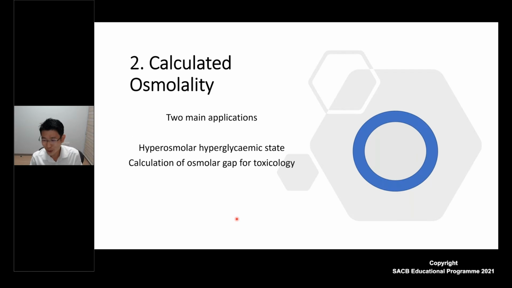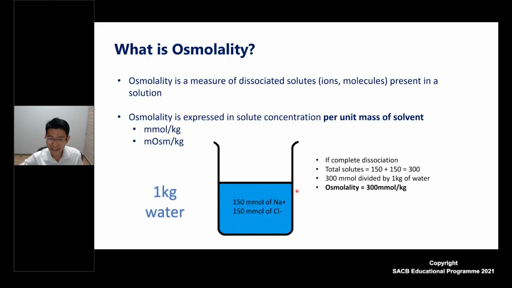Okay, so we'll go through our second part, which is calculated osmolality. In the lab, we usually do not calculate osmolality. We measure it using freezing point depression, but it may be useful to medical technologists at the validation bench. We are also going to go through why it is useful to the clinician. So what is osmolality? In general, osmolality is a measure of dissociated solutes in a solution. Let's say you have 1 kg of water, and you put 150 millimole of sodium and 150 millimole of chloride inside. Complete dissociation should give you 150 plus 150, which is 300.